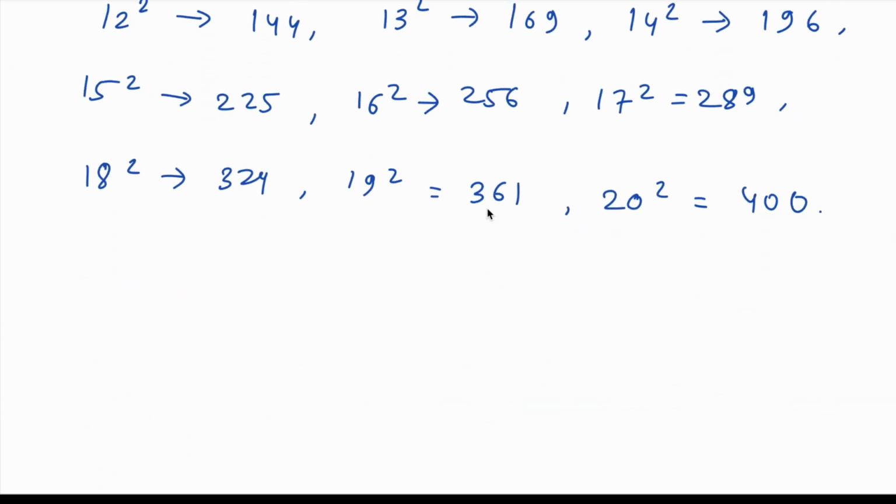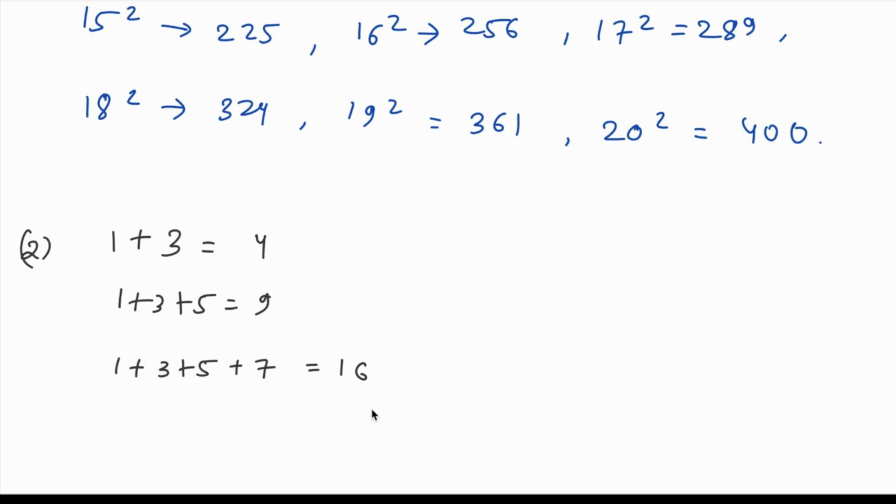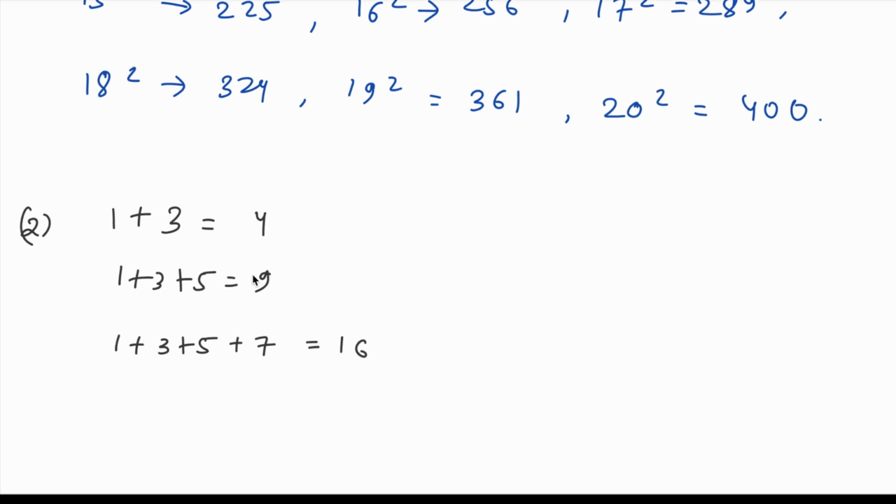Okay, let's solve it. So it is given 1 plus 3, 1 plus 3 plus 5, this is 4, this is 9, 1 plus 3 plus 5 plus 7, this is 16. So we have to observe the pattern, and here if you see, this is the sum of n odd numbers, right? If we focus, these are odd numbers. 1, 3, 5. 5 is also an odd number. 1, 3, 5, 7. These are also odd numbers.